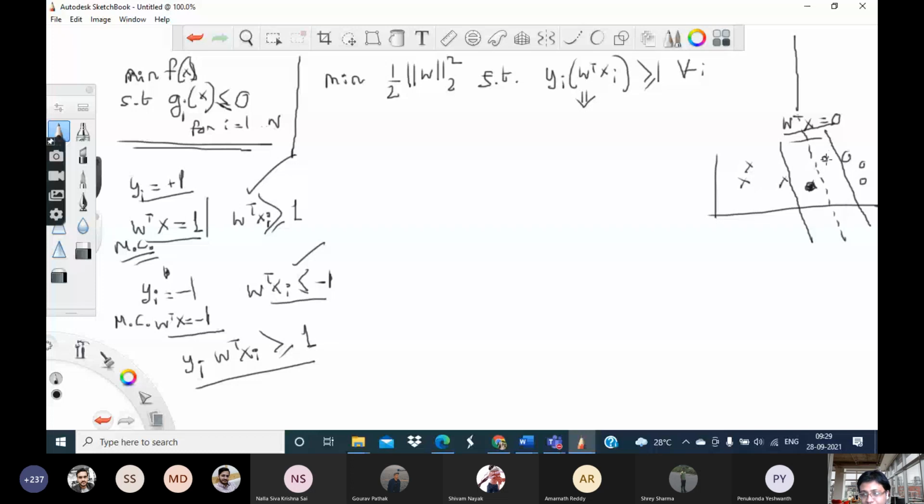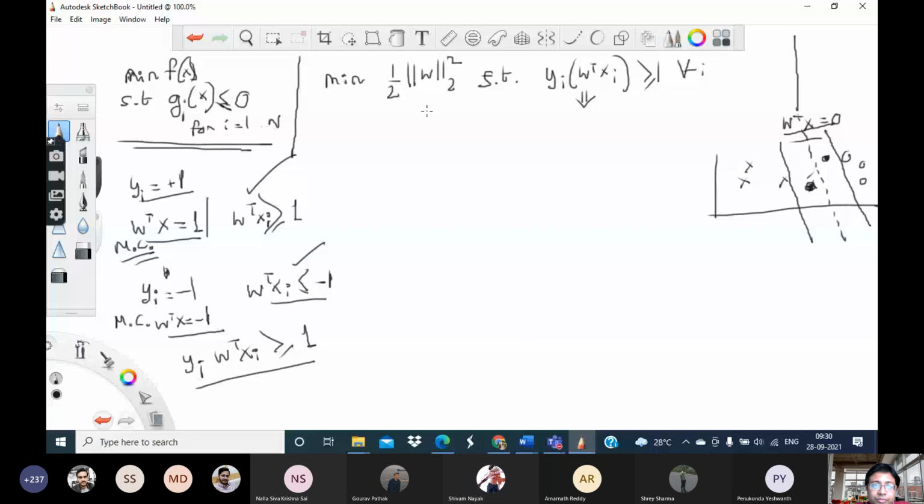I do not want such points to exist. To ensure that, I must choose w in such a way that all points are correctly classified with respect to the marginal classifiers also. So that is why I moved from 0 to 1. Sir? Yes.